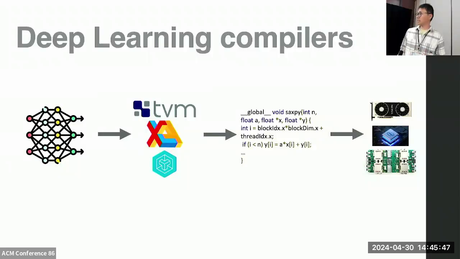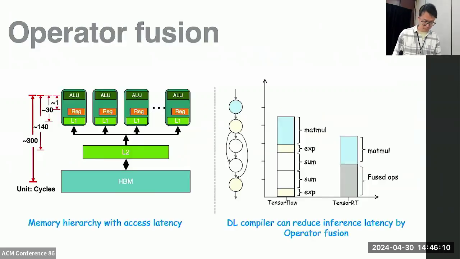A deep learning model is typically expressed as a computation graph written in TensorFlow or PyTorch. To further reduce the inference latency and reduce the burden of programmers developing operators, researchers propose deep learning compilers like TVM, XLA, and Triton. The deep learning compiler compiles the operators into binary executable kernels, and then these kernels are launched on NVIDIA's GPU or Google's TPU.